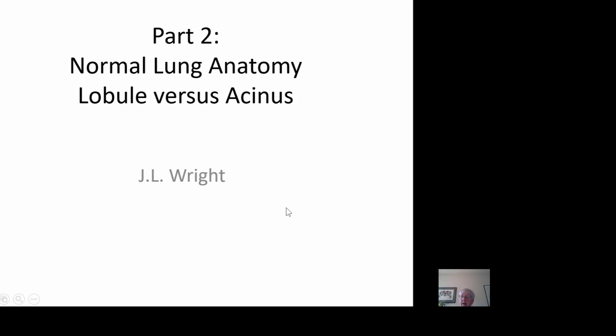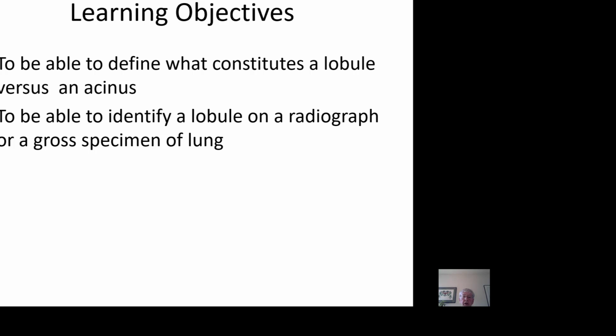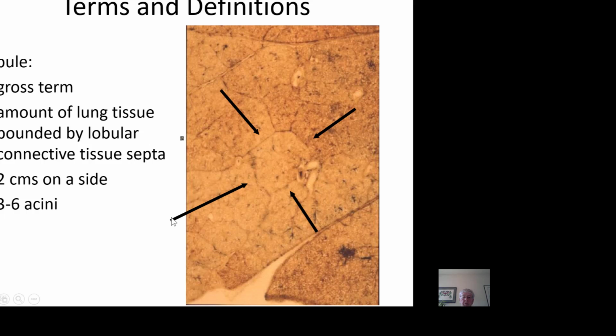This is Dr. Wright, and in this second part of the normal lung anatomy series, you're going to learn the difference between a lung lobule and a lung acinus. These are terms that you're going to hear over and over again, and it's important that you understand what people are talking about. So the learning objectives are, firstly, to define what constitutes a lobule versus that of an acinus, and to be able to identify a lobule on a radiograph or a gross specimen of lung.